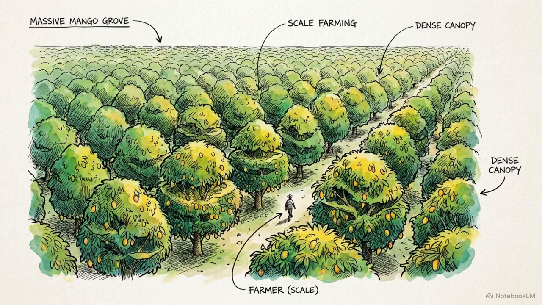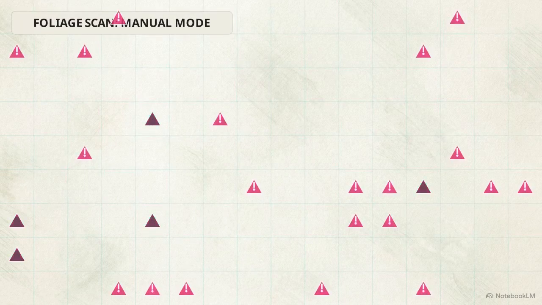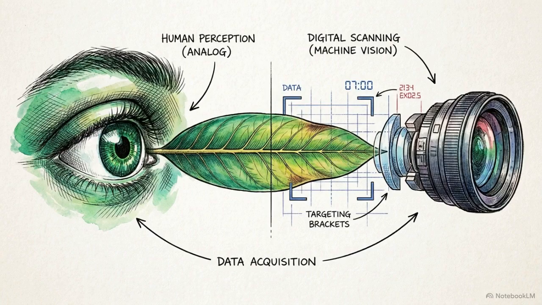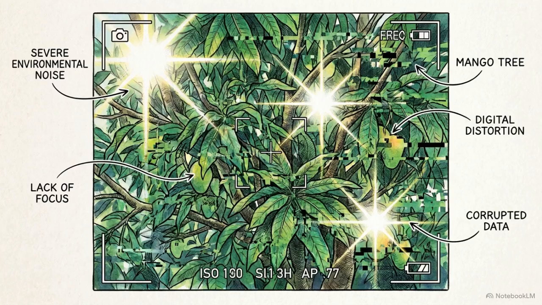Relying on specialists to walk thousands of acres to manually identify these subtle variations is slow, prone to human error, and entirely non-scalable for modern agricultural demands. Translating these nuanced biological realities into an automated, scalable system requires bridging the gap between human visual intuition and machine perception. Automating this identification is difficult because raw agricultural imagery is chaotic.